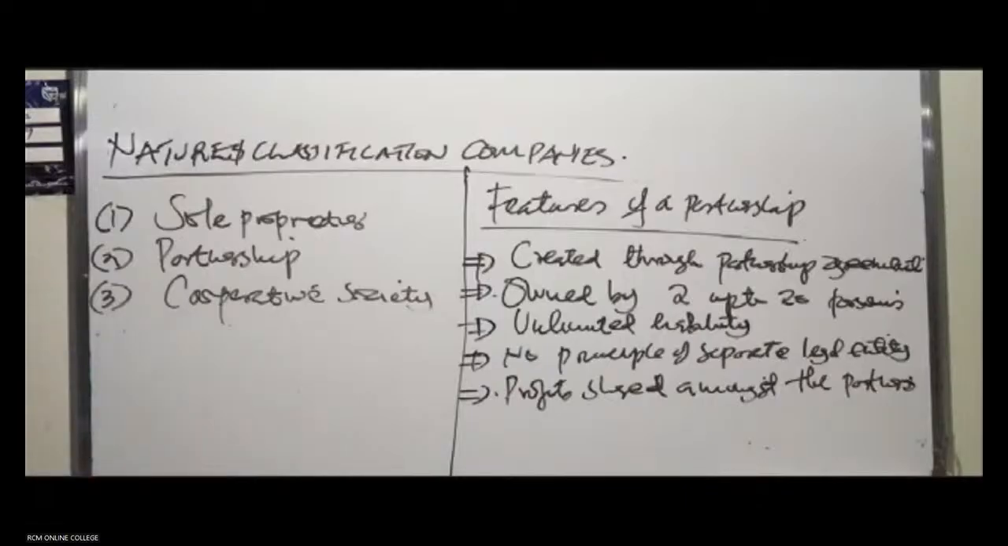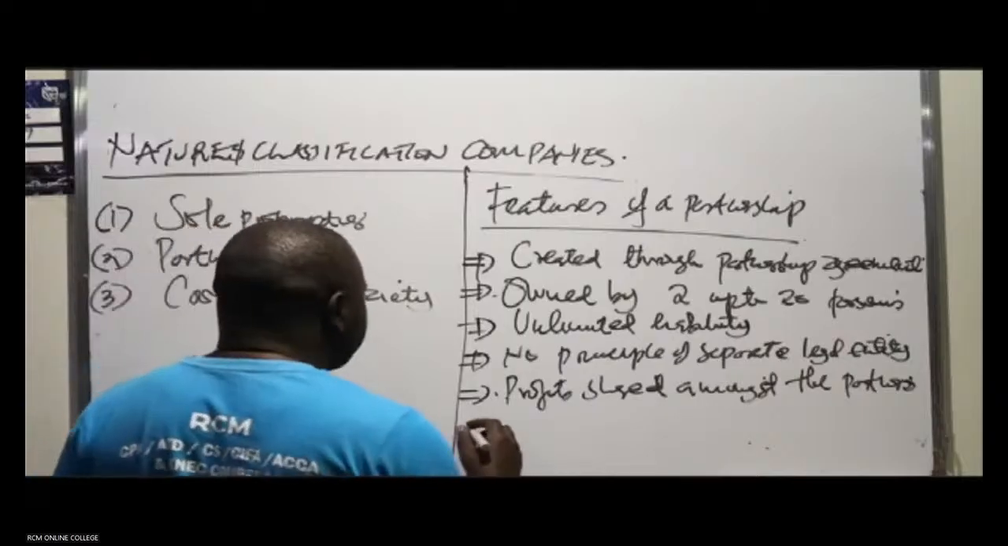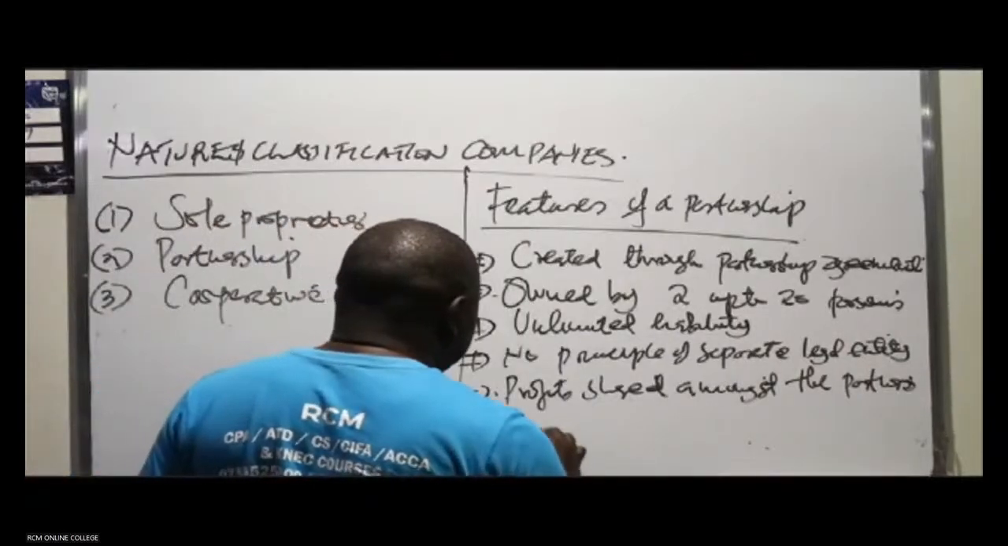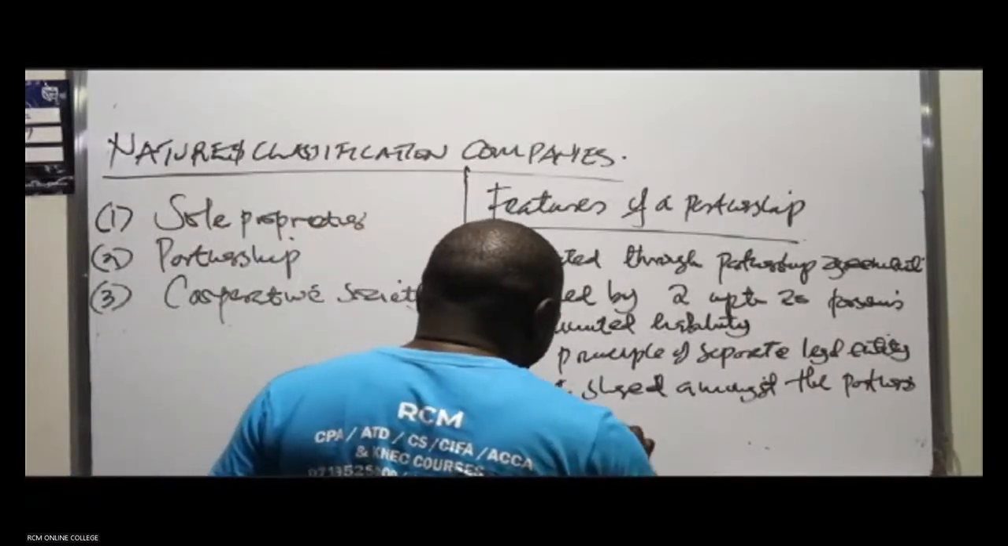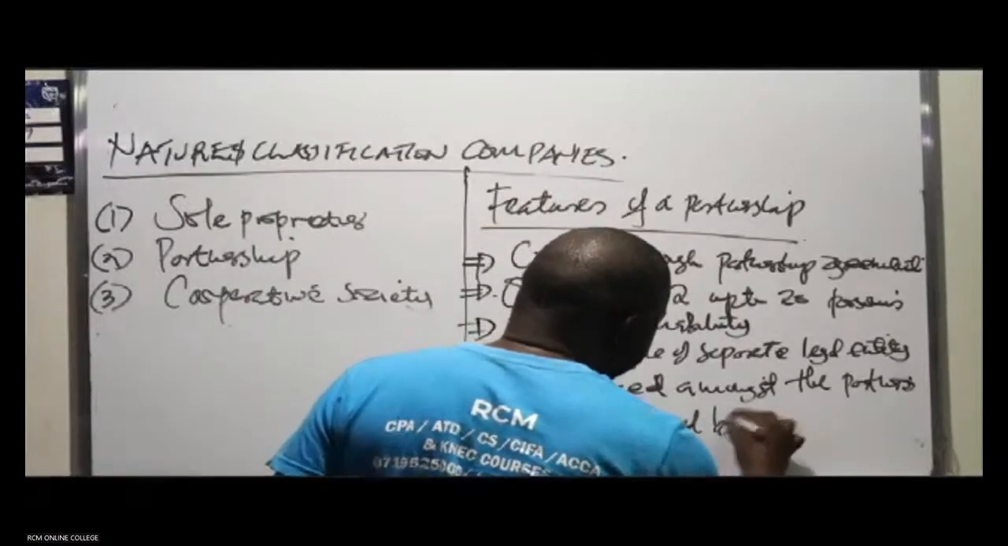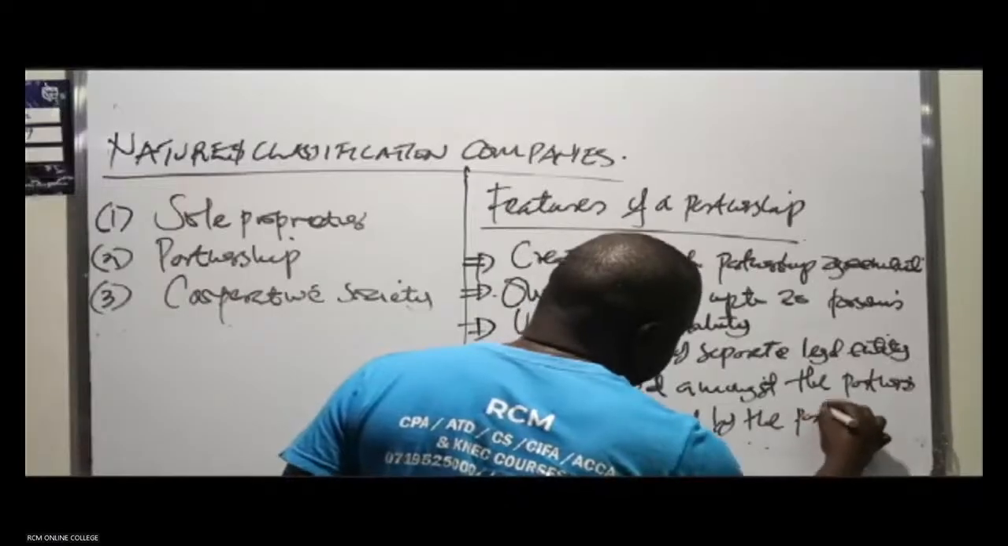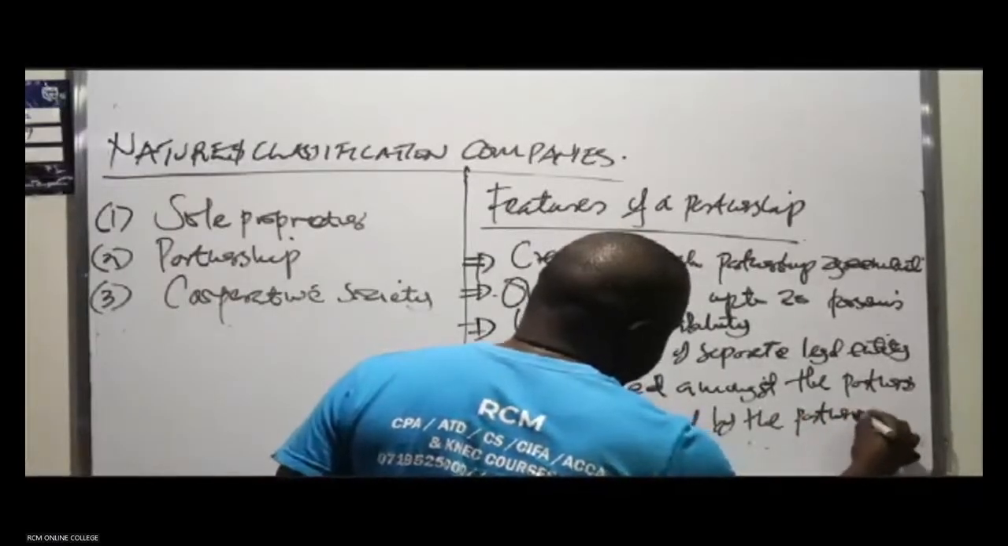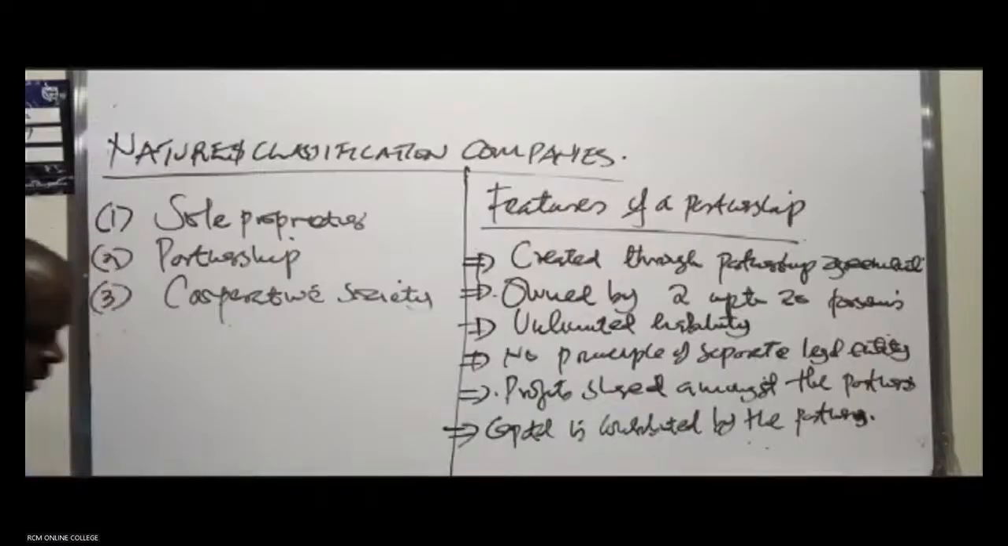So the partners contribute what? The capital. So the capital is contributed by the partners. That is correct. So in this case, the partnership contributes to what? To the capital. Co-ownership of property, or the property is actually owned by the partners.